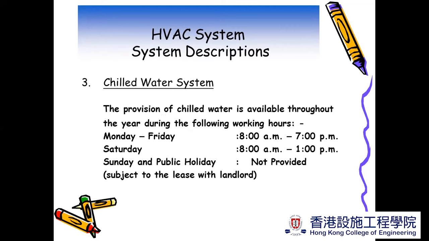Now the chilled water, as I mentioned, the CRAC unit uses chilled water. The chilled water is 24 hours by 7 days because the data center or server floor is 24/7. For the office area, it's Monday to Friday, from 8 o'clock to 7 p.m. Saturday is only half of the day. Sunday and public holidays, the office area has no air conditioning at all. But that's subject to the lease of the landlord.